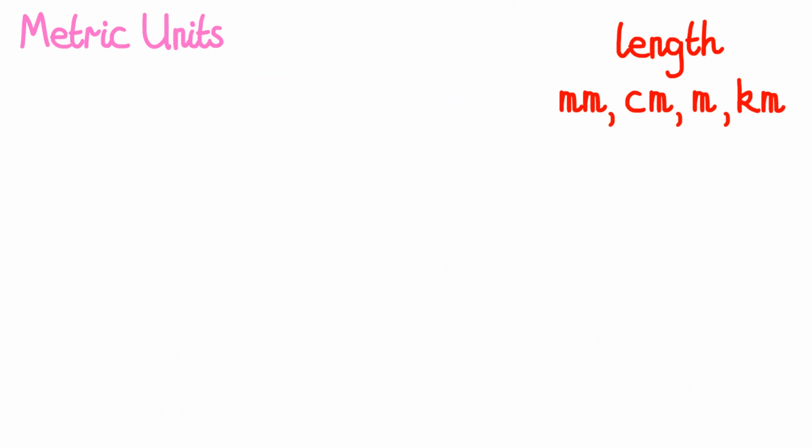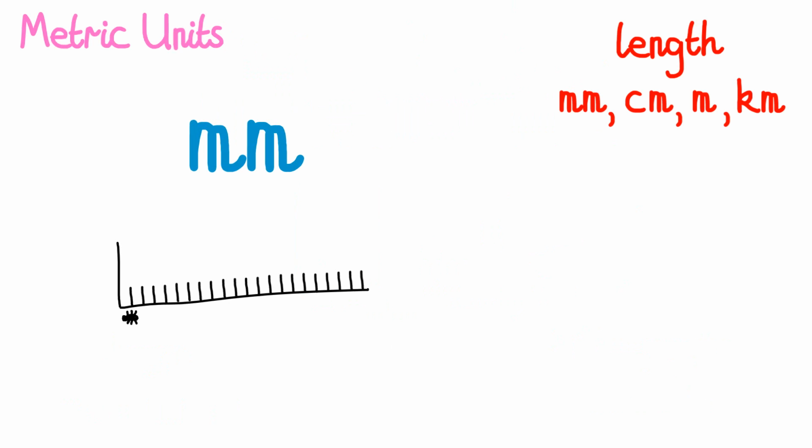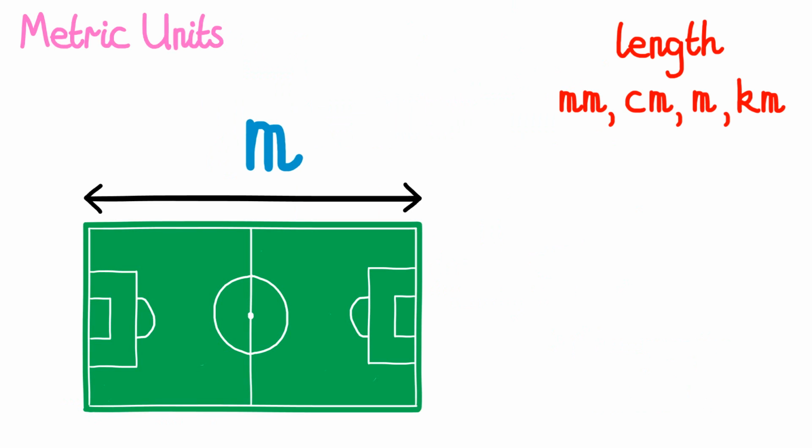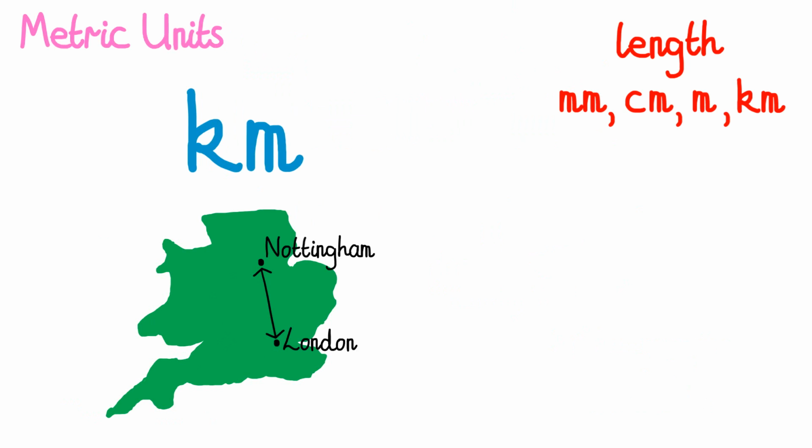Metric units. The metric units for length that you need to know are on the right hand side here. The smallest one is millimeters, which you would use to measure small things like the length of an insect. You've then got centimeters for slightly larger things, perhaps the length of a pen. You've then got meters for larger things still, perhaps the length of a football pitch. And then finally kilometers, which you could use to measure the distance between cities or towns.